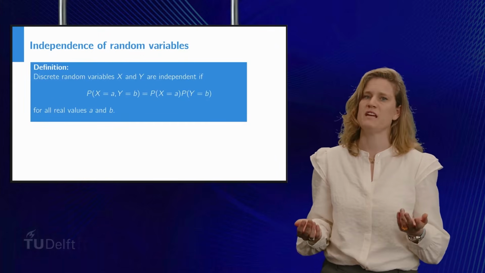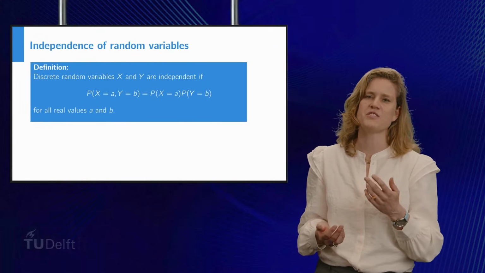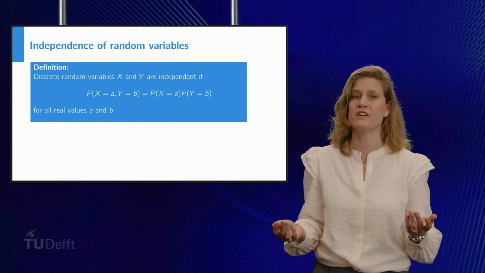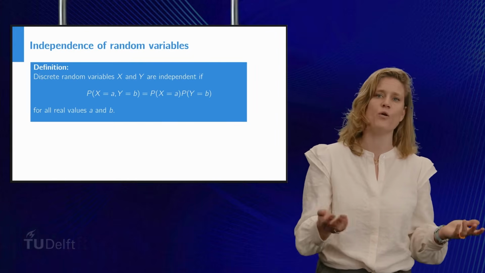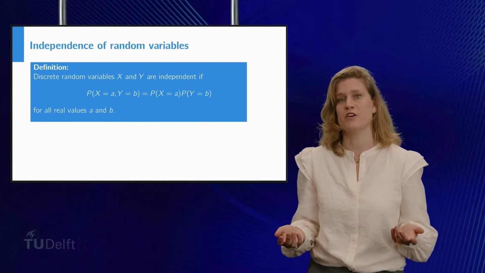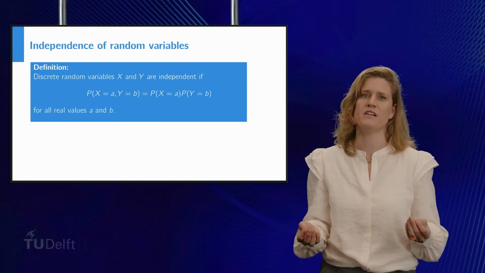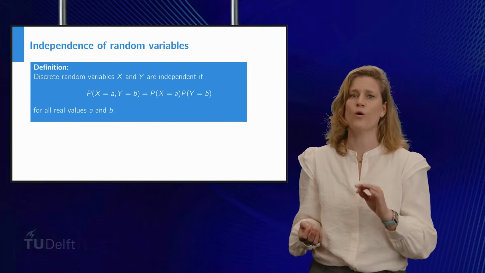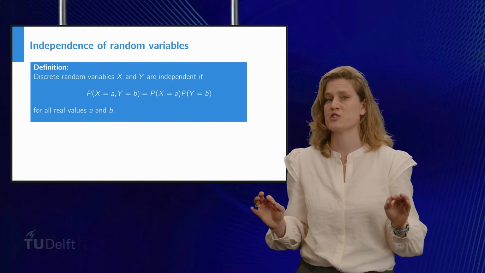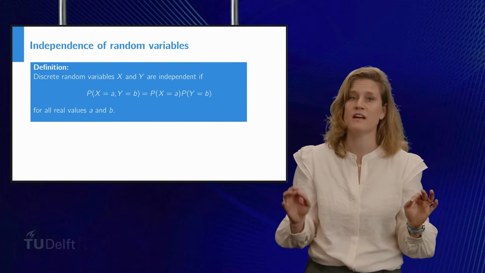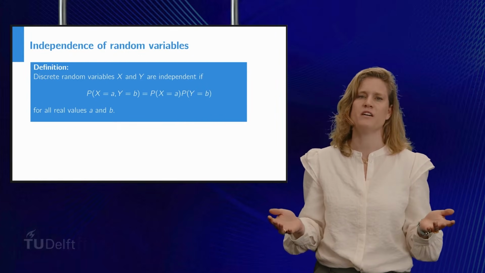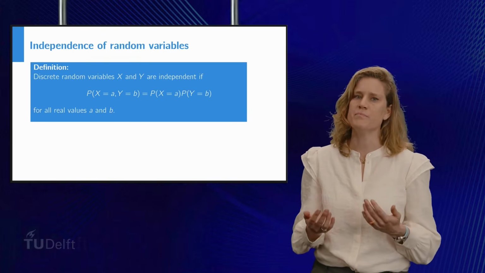Indeed, we will say that two random variables, X and Y, are independent if all events involving X are independent of all events involving Y. For discrete random variables, we may therefore require that this condition holds for all values a and b. If this condition does not hold for some a and b, as was the case in our sum and maximum example, then the two variables are dependent.